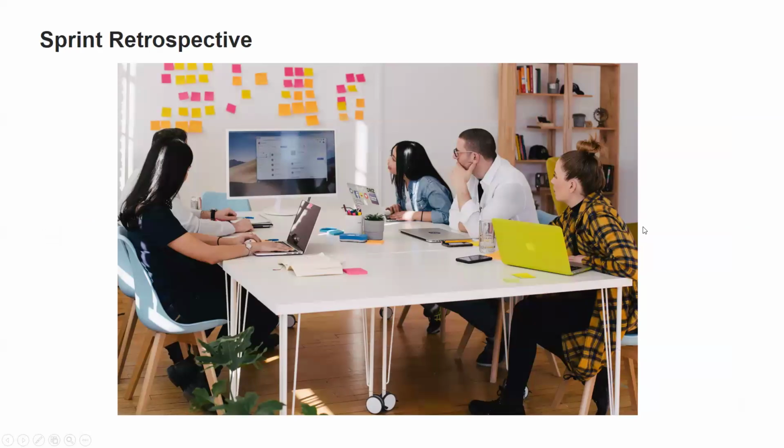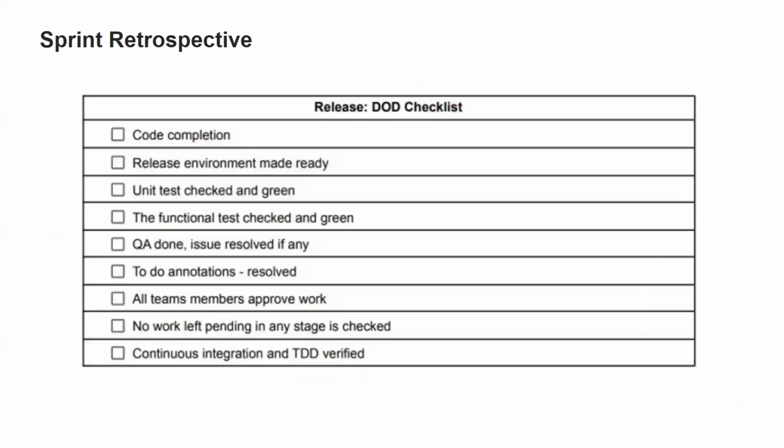The last part is the sprint retrospective, which will be happening at the last stage or the last Friday. So we will have a DOD, or definition of done, checklist that needs to be associated with each story. What we do in the definition of done checklist is check whether everything has been completed. Code completion is there, an environment is made ready, unit tests checked and green, all the things have been checked or not, we will determine, right? We will check whether DOD is completed or not. If DOD is not completed, we can't take the whole user story as completed, okay?